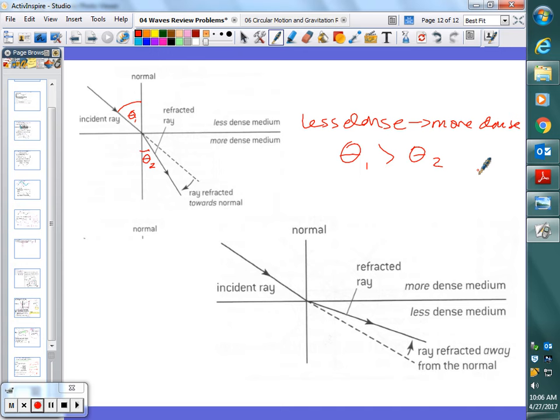And then when we go from more dense to less dense, here's theta 1, here's theta 2. Oh, no, that's not theta 2. This is theta 2. So in this case, theta 1 is less than theta 2.